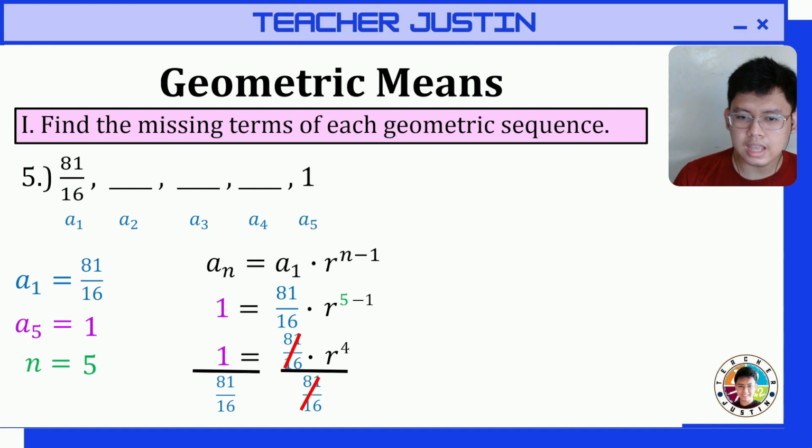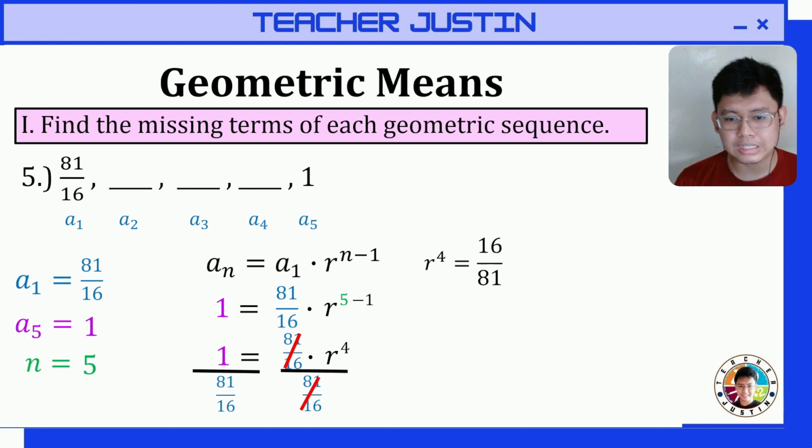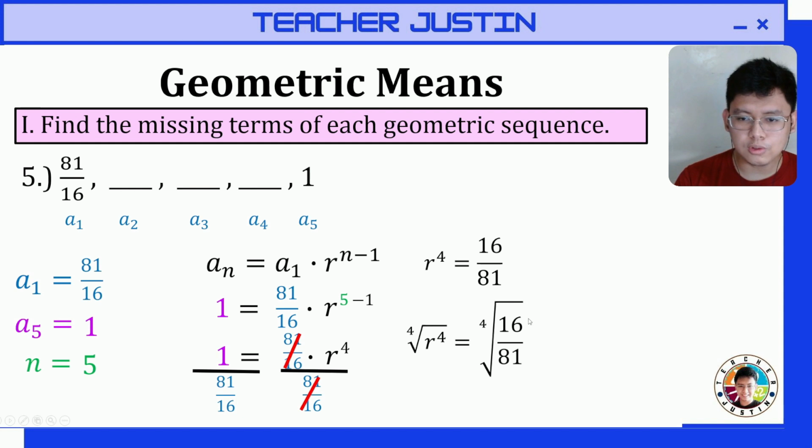Another way of removing 81 over 16 is to multiply both sides by the reciprocal, para hindi na natin isi-simplify si 1 over 81 over 16. That will just give us 16 over 81. So, ganun yung mangyayari. We multiply both sides by the reciprocal of 81 over 16. Now, let's remove the exponent of r raised to 4. So, we get the fourth root of both sides para makancel si exponent. So, r will be equal to 2 over 3. Ayan. So, 2 over 3 yung ating common ratio.